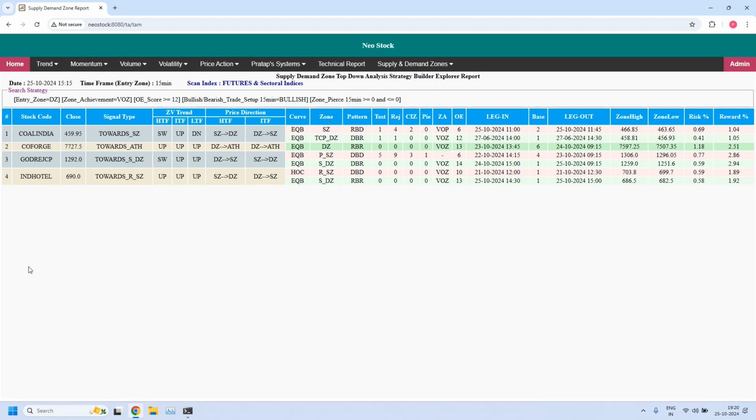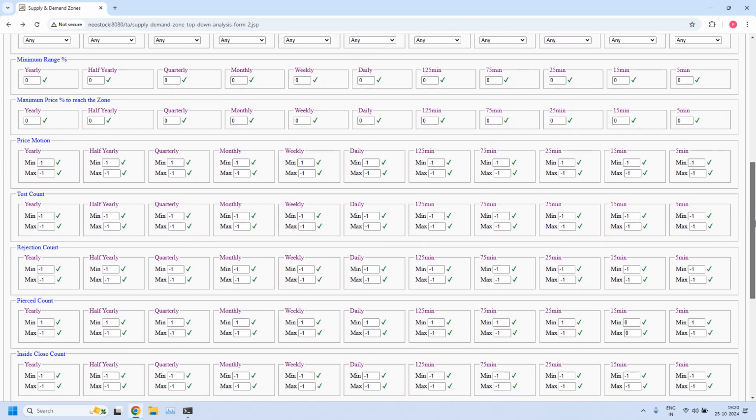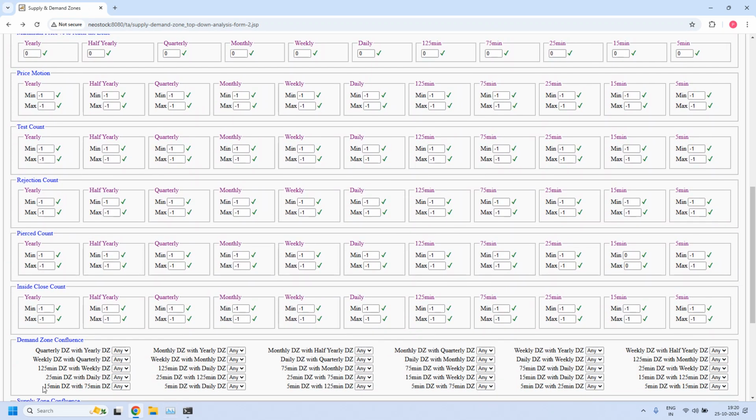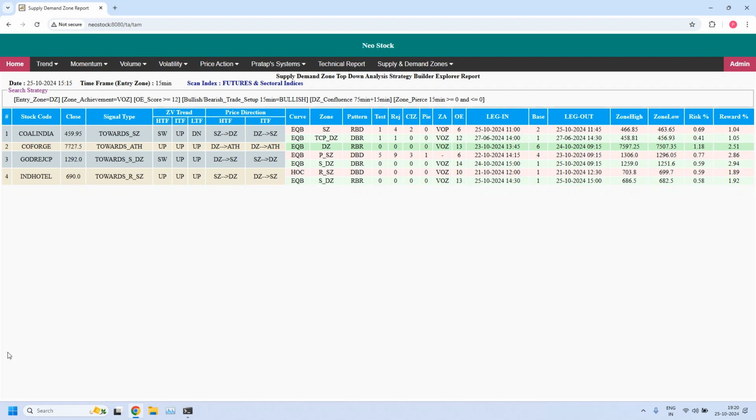So in these stocks, how many are having a high probability setup? For that, let us look for LTF and ITF demand zone confluence. That is 15 minutes demand zone with 75 minutes demand zone confluence. I am enabling that filter. With this filter, out of those 4 stocks, all 4 are filtered.